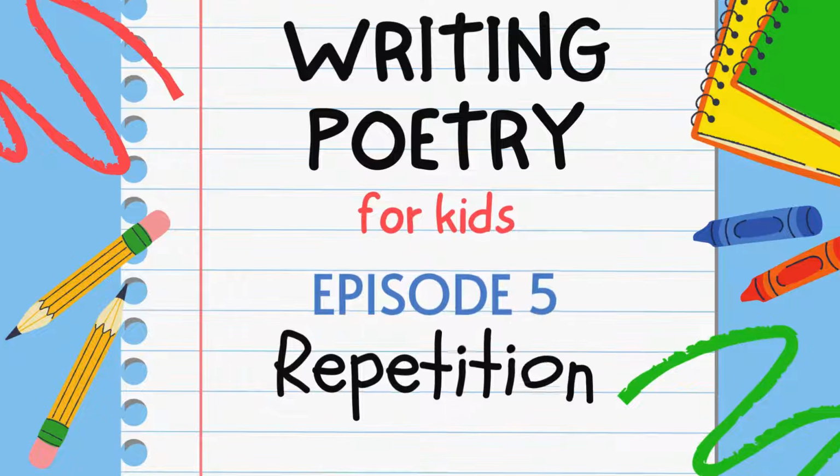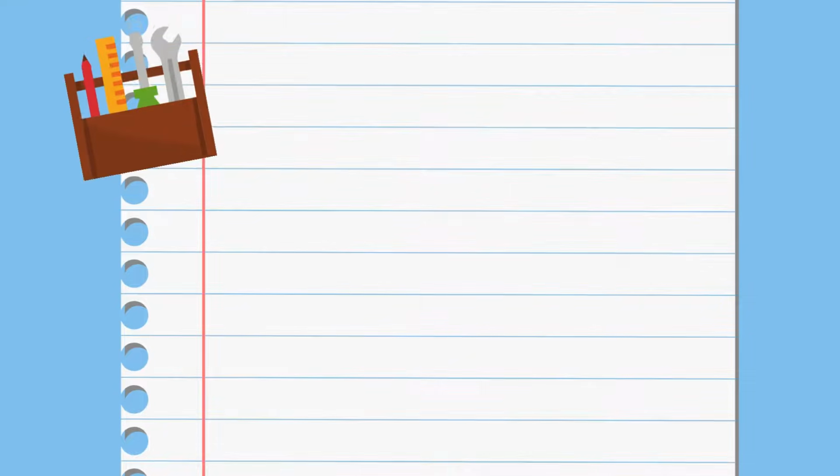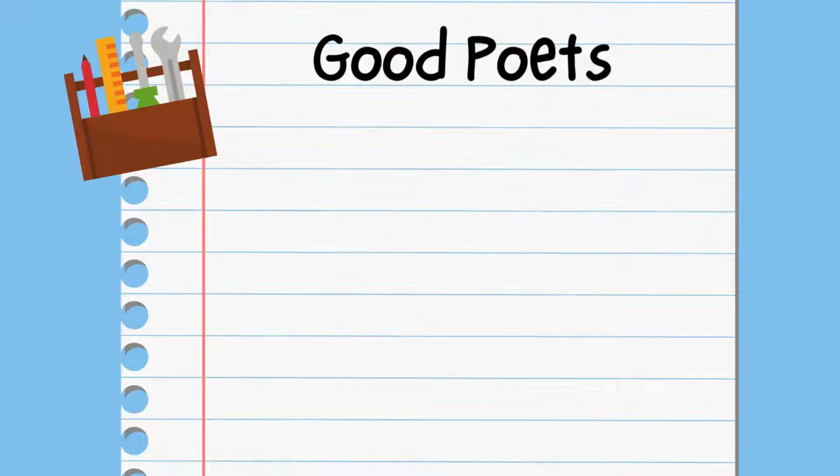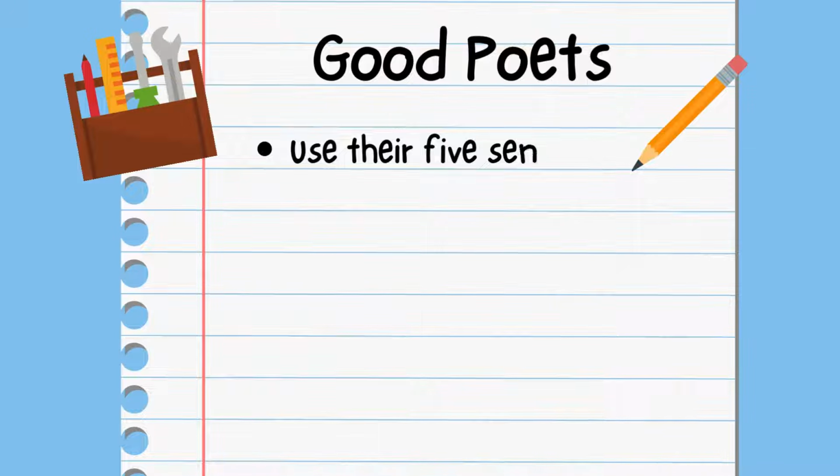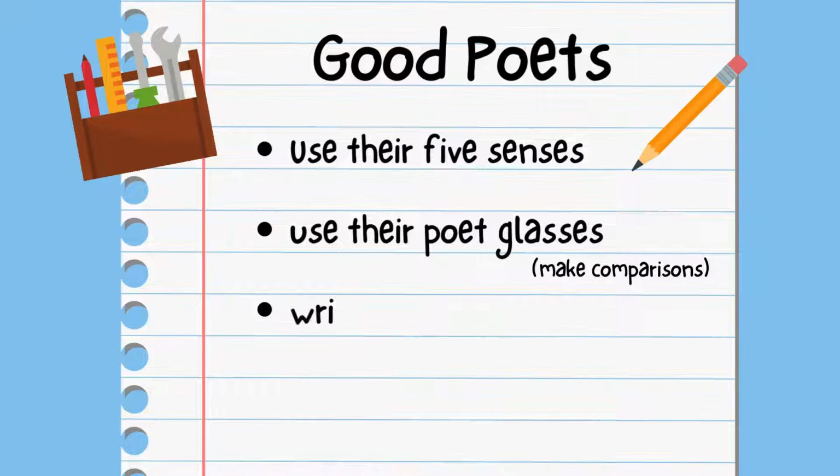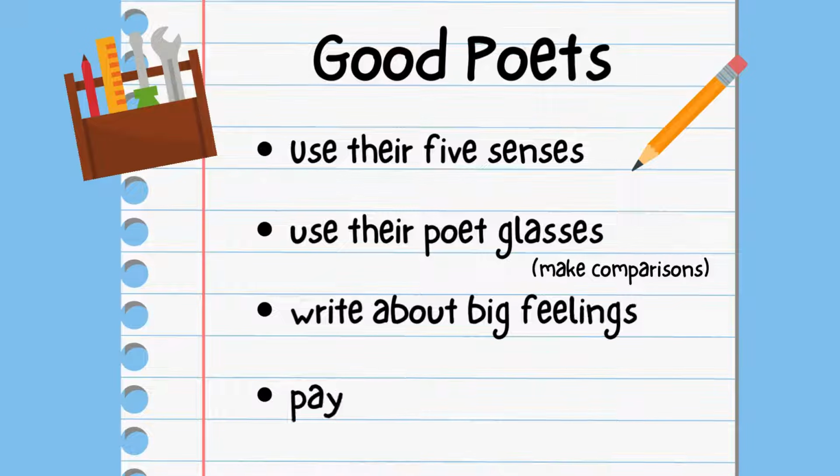Writing Poetry for Kids, Episode 5, Repetition. Before we begin, let's review some tools that good poets use to improve their writing. They use their 5 senses. They use their poet glasses and make comparisons. They write about big feelings, and they pay attention to spacing.